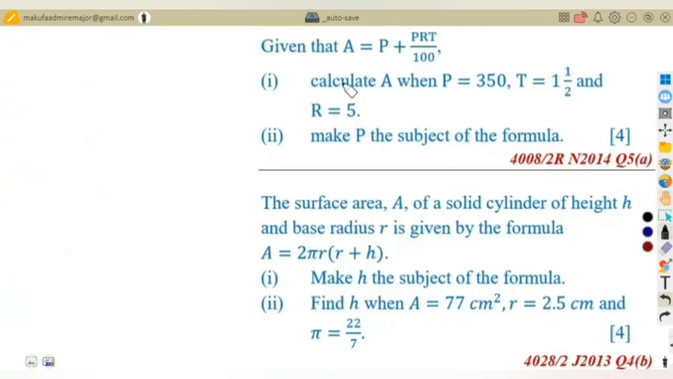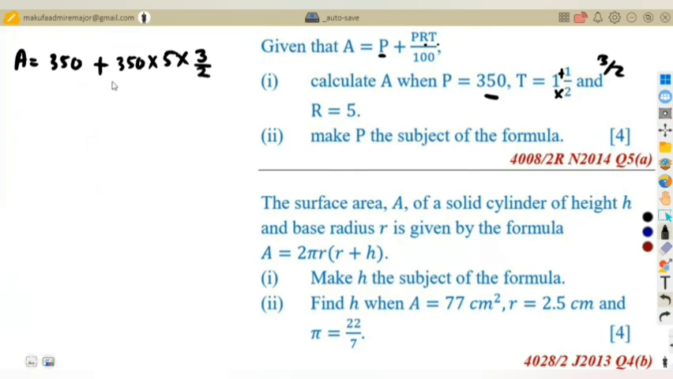On this part, calculate the value of A given this information. There you are simply substituting: A is equal to P, which is 350, plus PRT, 350 times R, which is 5, times T, which is 1.5, which is 2, plus 3 plus 1, which is 3 over 2. So it's going to be 3 over 2, everything over 100 in this case. So meaning to say our A is going to be given as 350 plus.